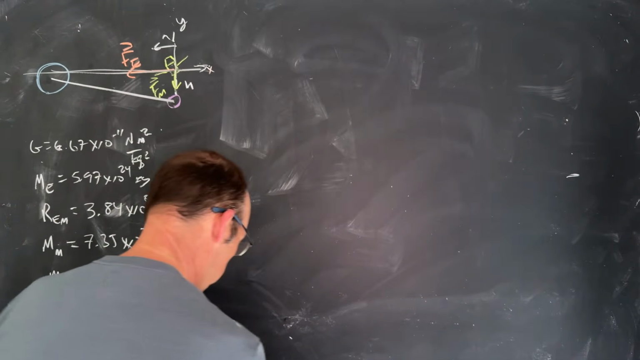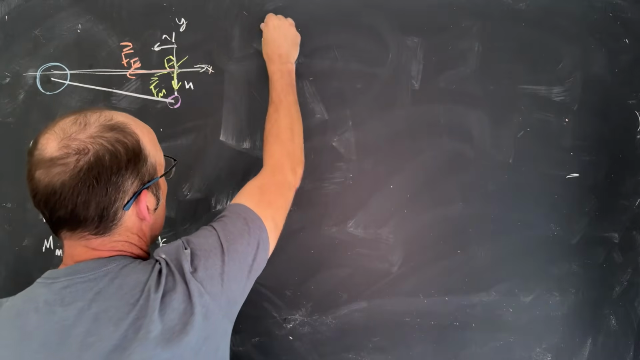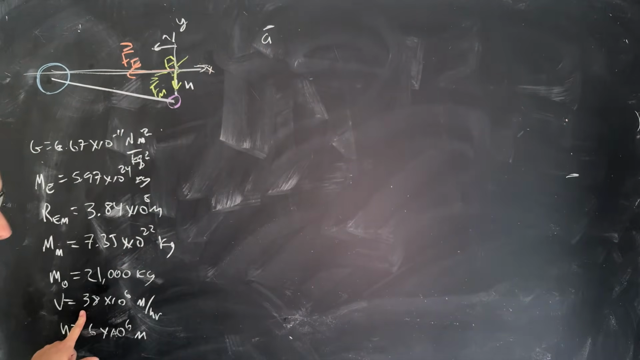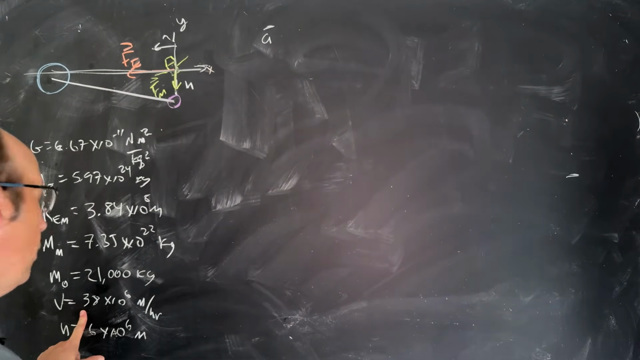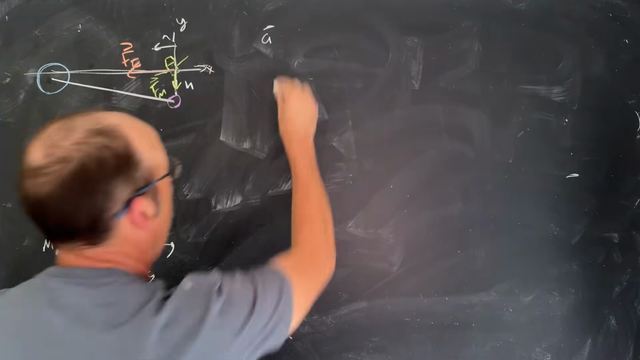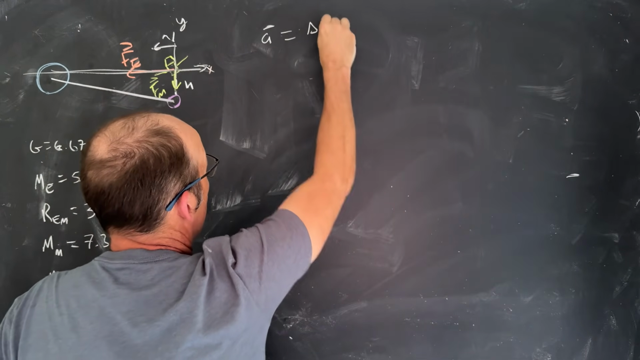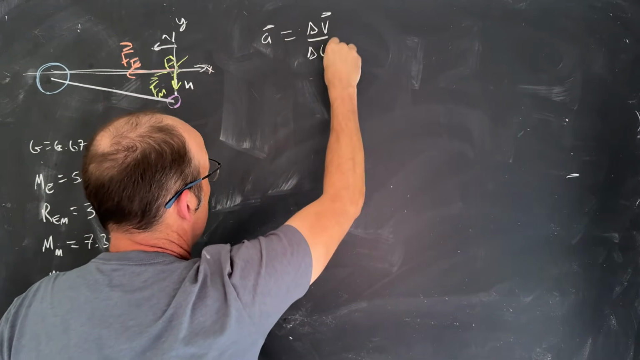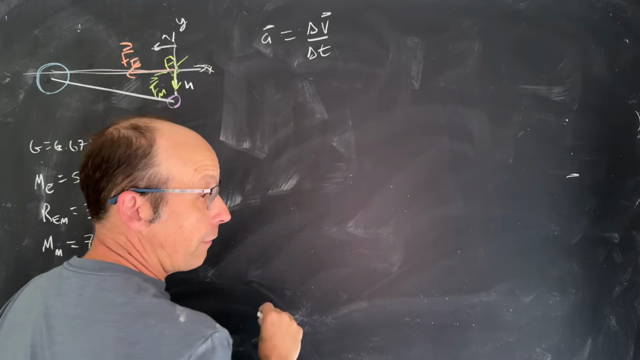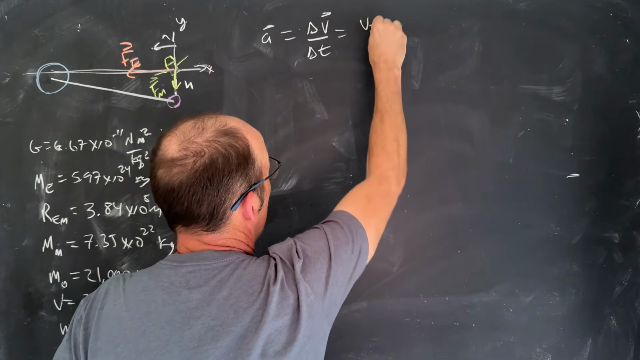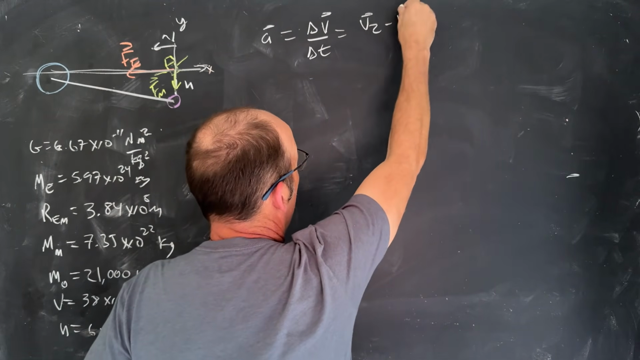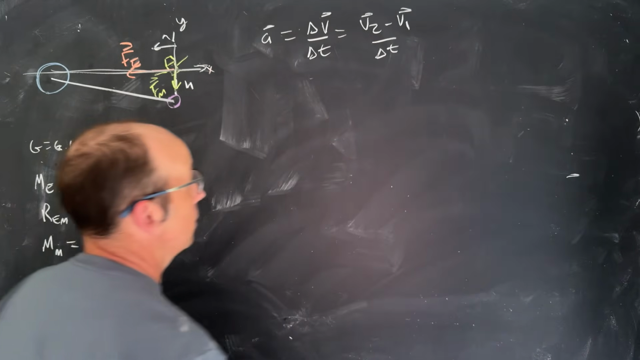So I know that value, a. It's a vector. And I know the velocity, which I'm going to have to switch units. And I know the time interval. So we can define acceleration as the change in velocity with respect to time, and I can write that as v2 minus v1 over delta t.